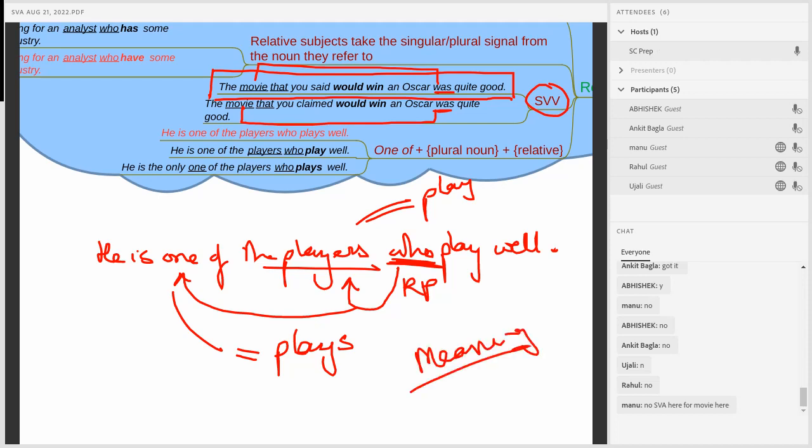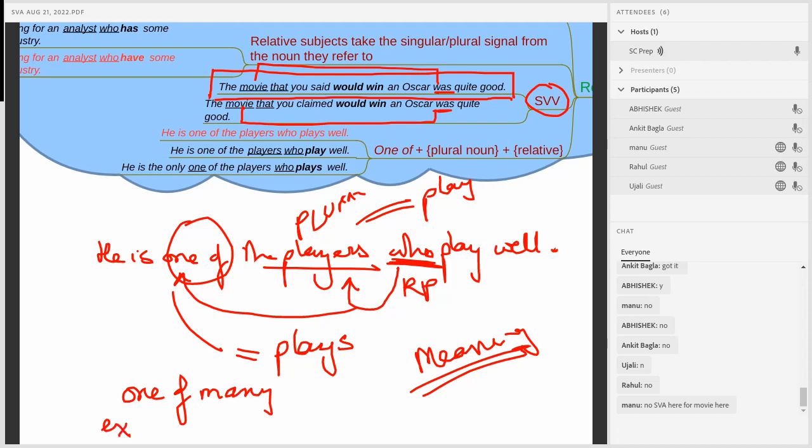So, whenever you see one of plus a plural noun followed by a relative pronoun, you need to ask yourself, what is the meaning? Is the sentence trying to tell me that I am looking at one of many? Or is it trying to tell you that you're looking at an exception? If the answer is that it is one of many, you will go plural. Otherwise, you will go singular. That's the rule we need to remember.